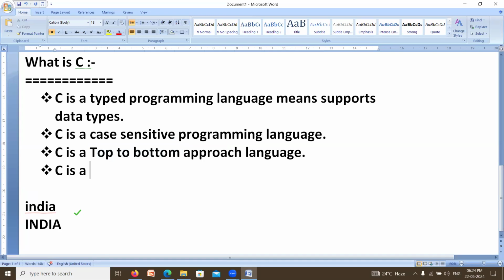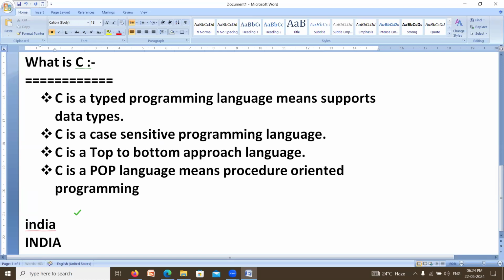C is a POP language. POP means procedure oriented programming language. What is the meaning of procedure oriented? In C language, we give more priority to procedure and less priority to data. Procedure is very important, data is not important. Where you give more priority to procedure and less priority to data, that is called a POP language.